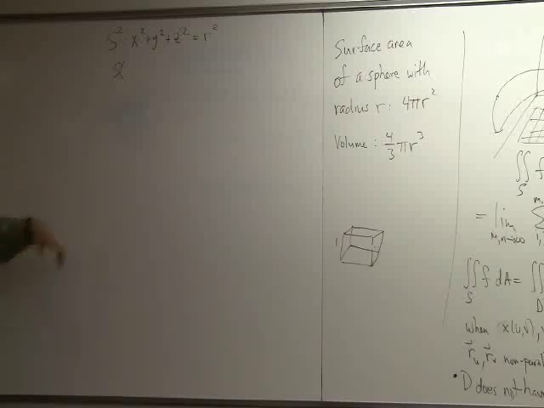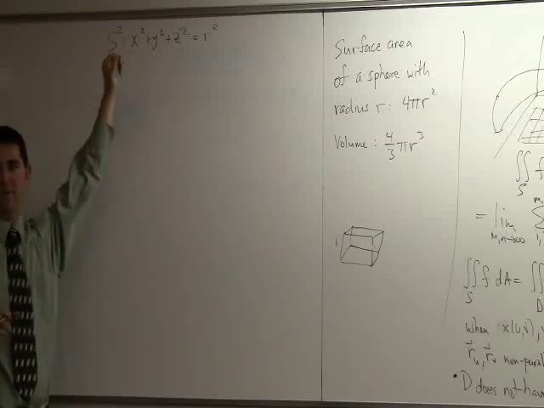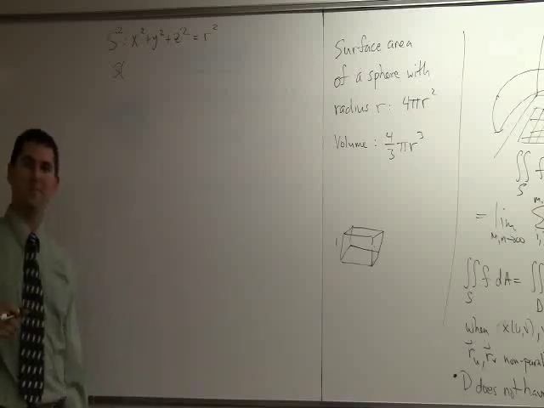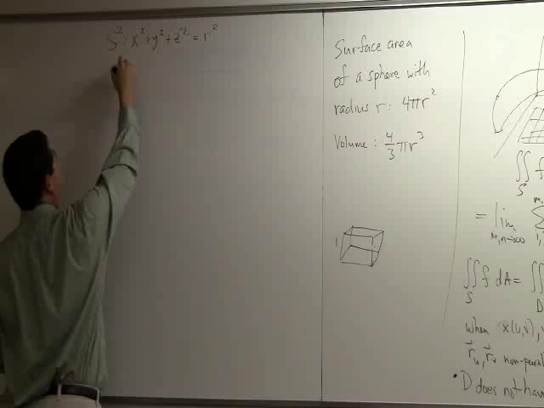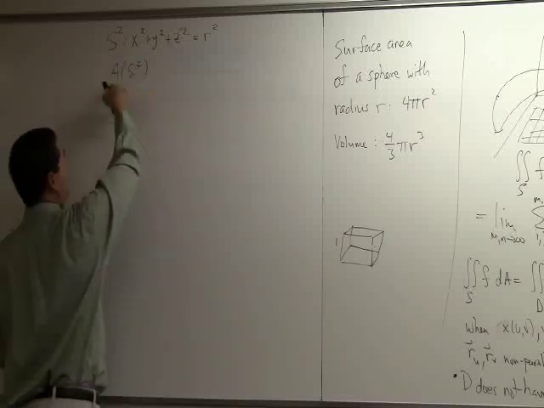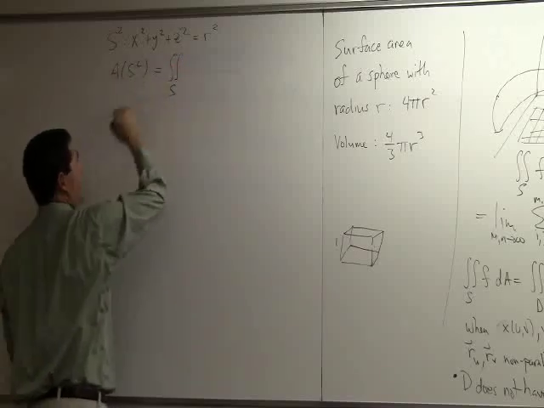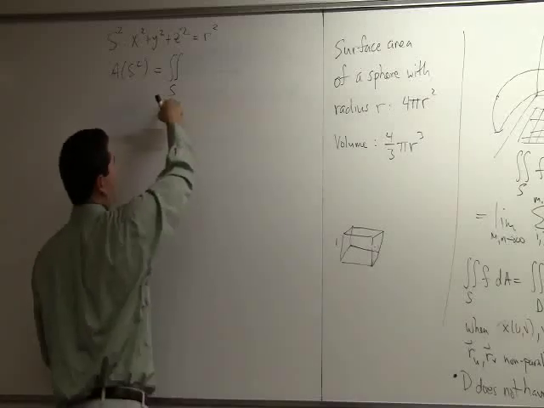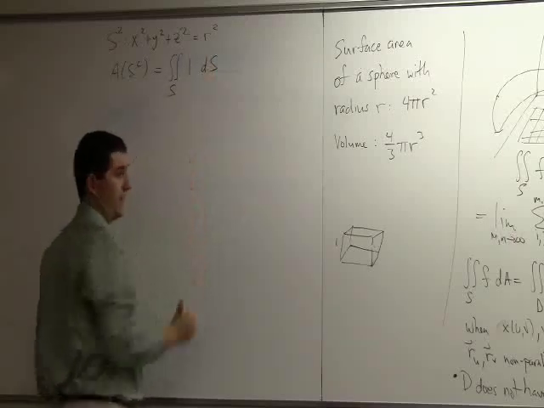I know this is not the right number. It's not a two-dimensional object, is it? But it's still called S2. The circle is called S1, and the sphere is called S2. So the surface area of S2, where A here means the surface area, should just be the surface integral of the constant function ds.